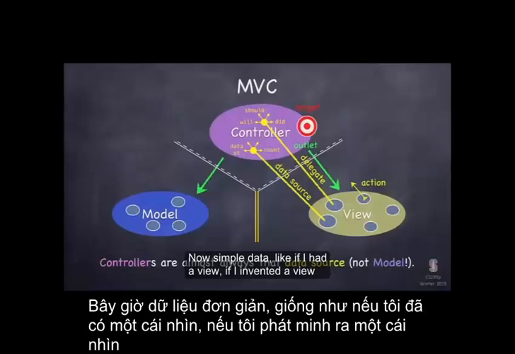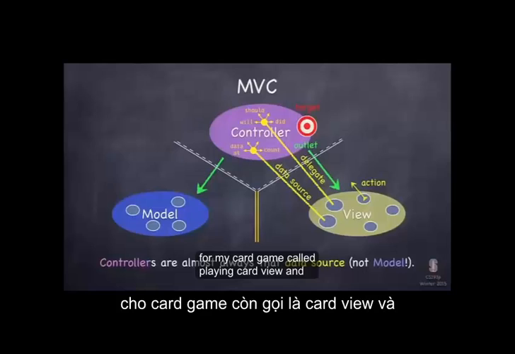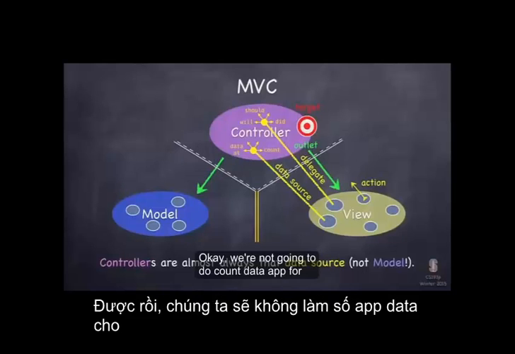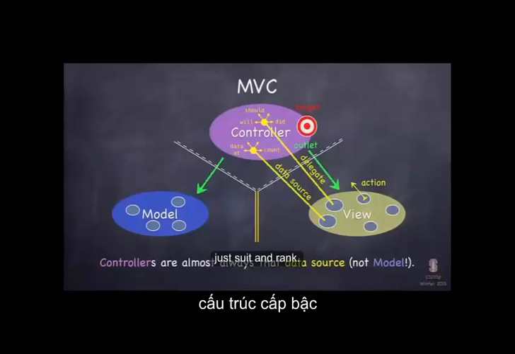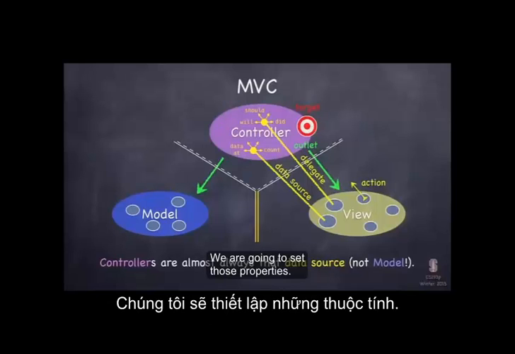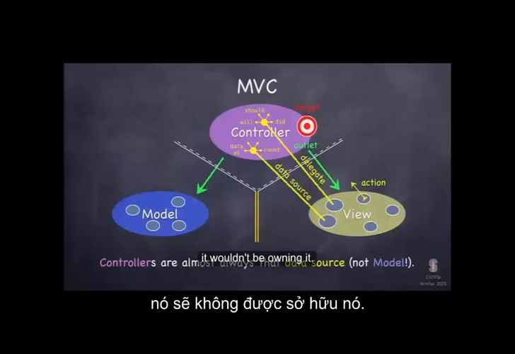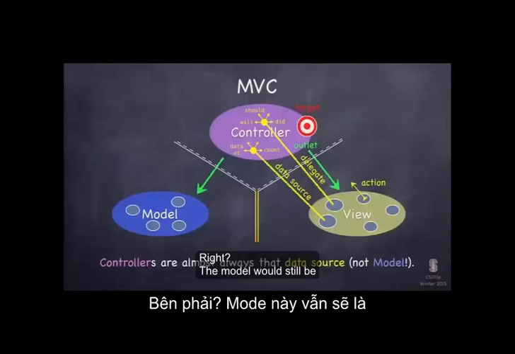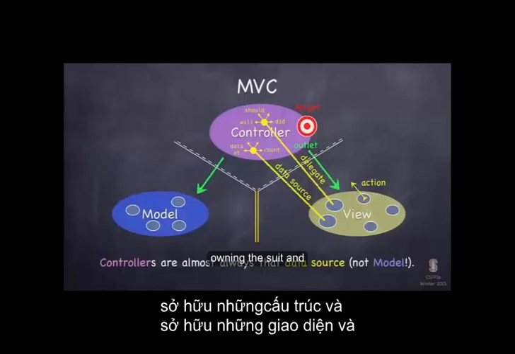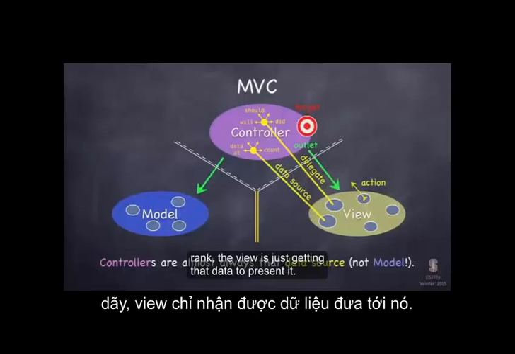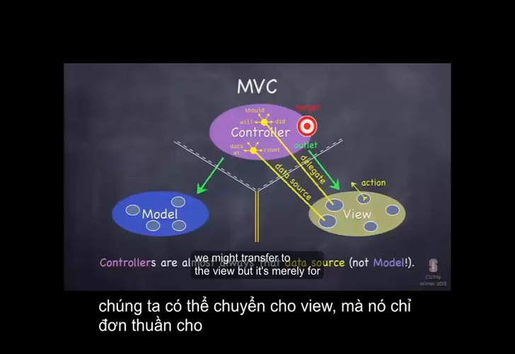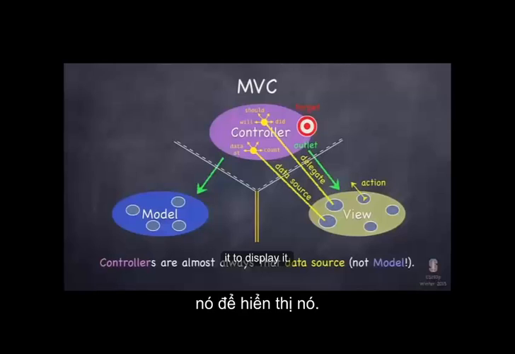Now, simple data, like if I invented a view for my card game called playing card view, and it just has a suit and a rank, okay, we're not going to do count data at for just suit and rank. We are going to set those properties. And so the view then would have that data set in it, but it wouldn't be owning it, right? The model would still be owning the suit and rank. The view is just getting that data to present it. Okay, so simple data we might transfer to the view, but it's merely for it to display it.